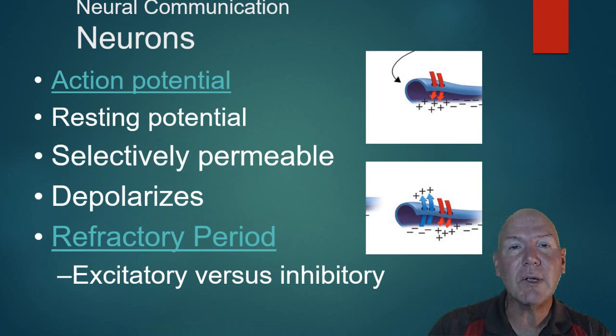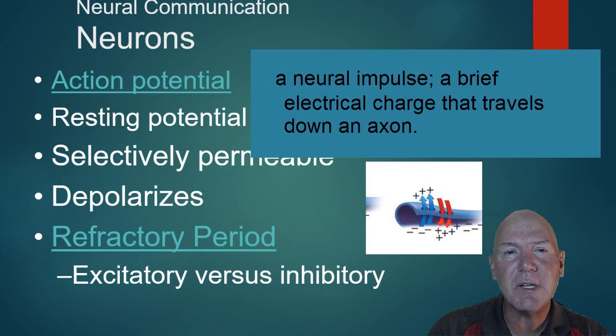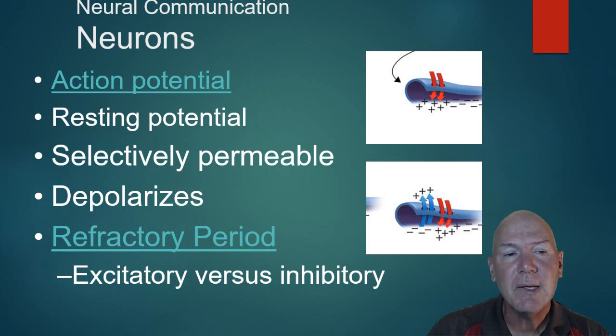So we'll have a look. That neural impulse, we actually call it the action potential. So the action potential is the spark of electricity that will be passed down the axon. The resting potential of a cell means that it's ready to fire.